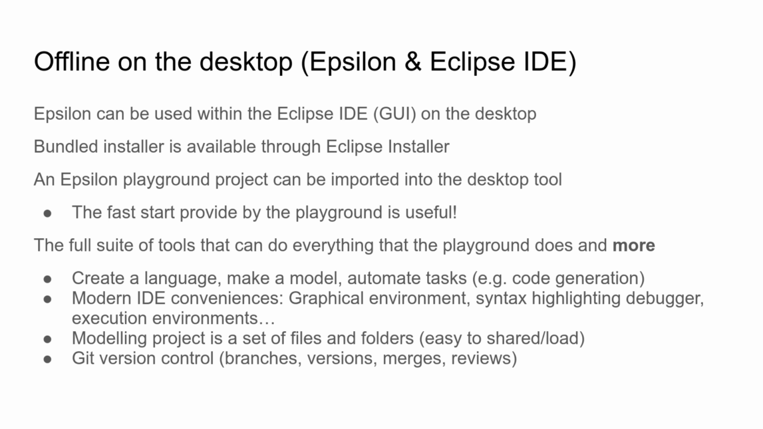So now we can create a language. We can make a model. And we can start creating some automated tasks, such as validation, code generation. We can do that in a modern IDE with the modern conveniences that you expect. A graphical environment, syntax highlighting, debuggers, execution environments. And the modeling project itself can now be versioned and shared through more common utilities like Git, where you can now branch, version, merge, and review the development of a model.